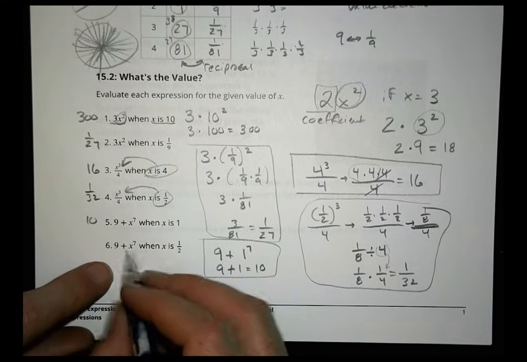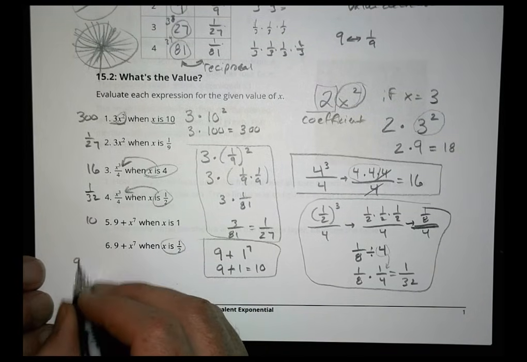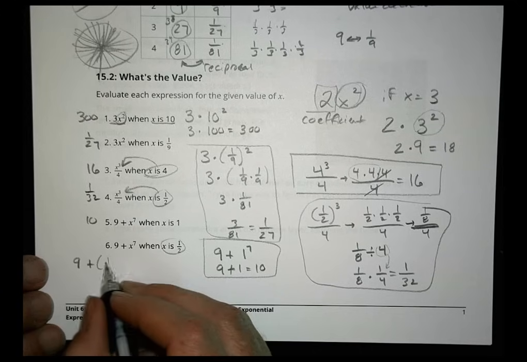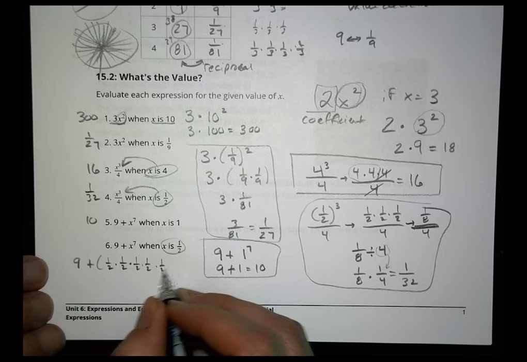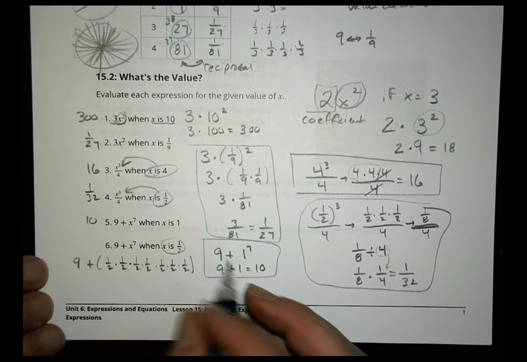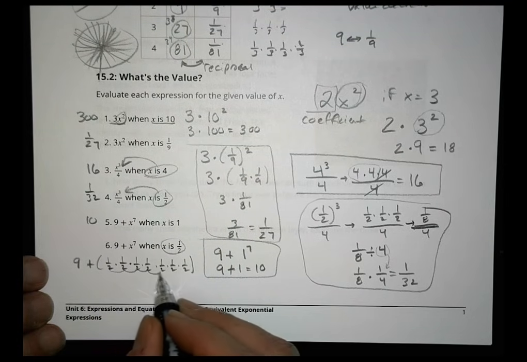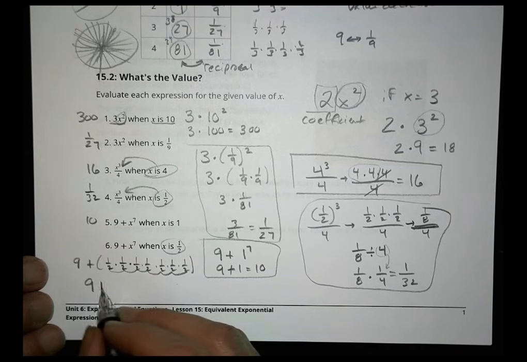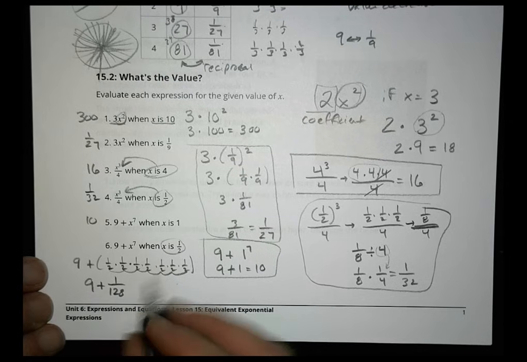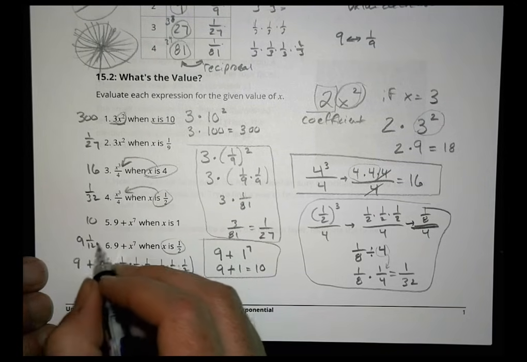And the last one, 9 plus x to the 7th when x is a half. Okay, it's a little more complicated here. We're going to do 9 plus, and we're going to do 1/2 seven times. 2, 3, 4, 5, 6, and 7. Did I get them all? Yep. So 2 times 2 is 4, 8, 16, 32, 64, and 128. So you have 9 plus 1 over 128, or 9 and 1/128, like so. So that becomes our last solution right here.